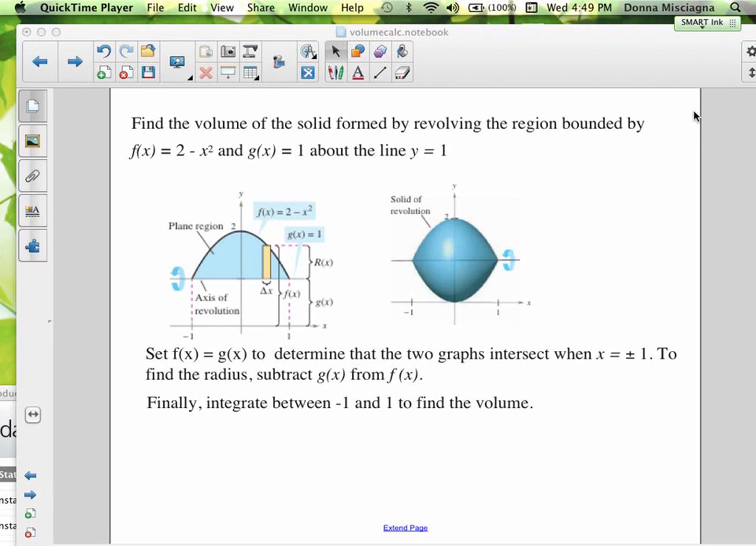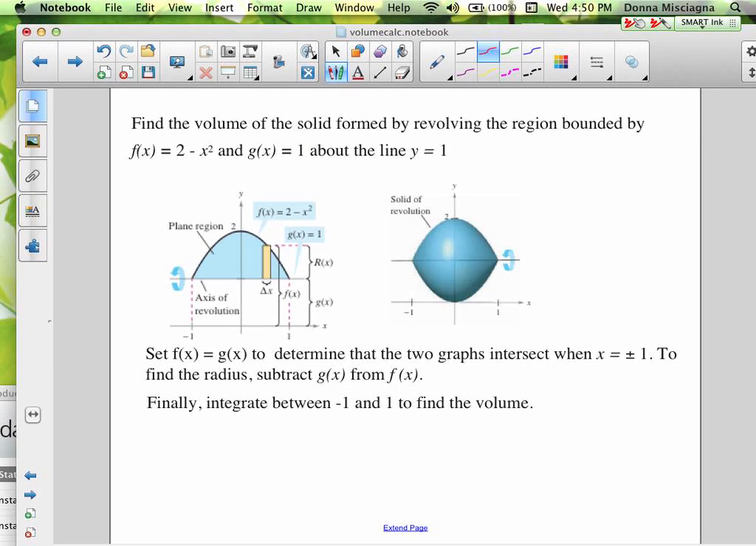So we want to find the volume of the solid formed by revolving the region bound by f of x equals 2 minus x squared and g of x equals 1 about the line y equals 1. Notice that g of x equals 1 and about the line y equals 1 is the same thing. These don't have holes in them, so I don't have to account for the y equals 1. I'm going to account for it as part of my function, g of x equals 1.